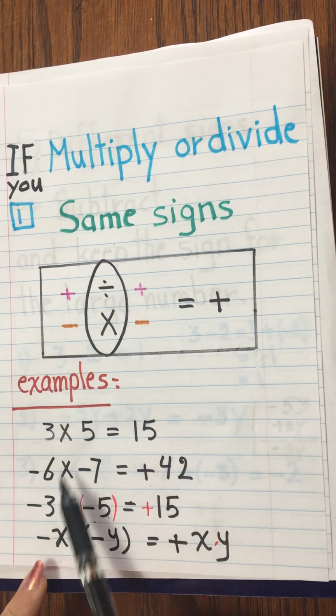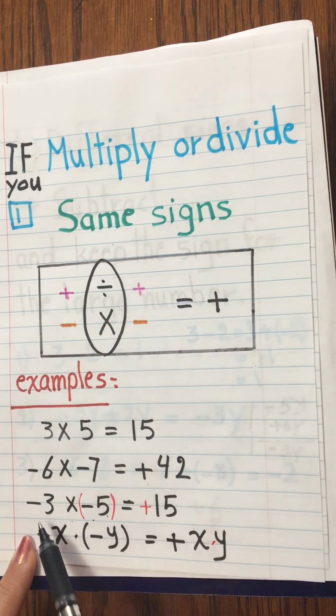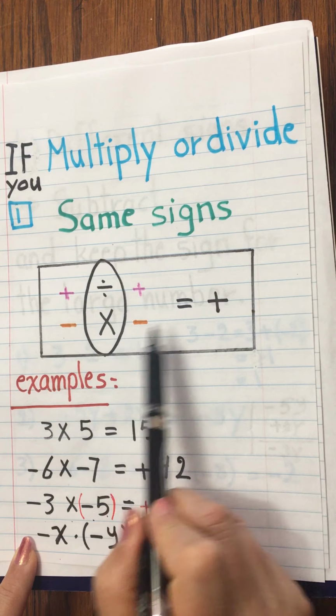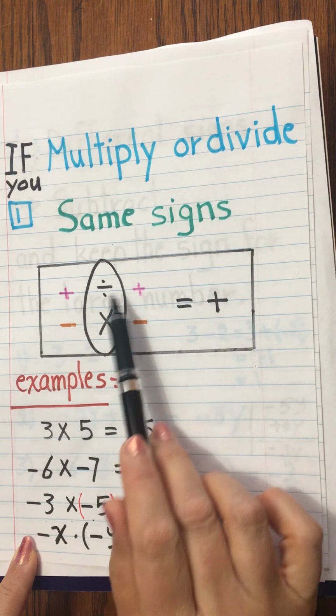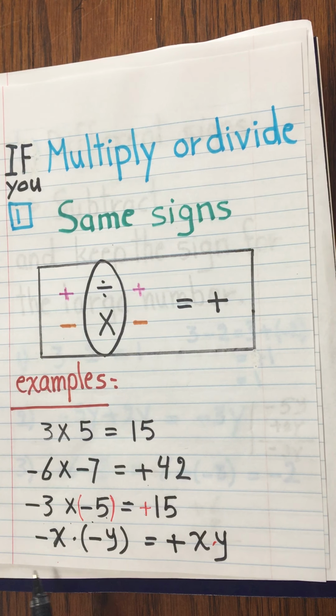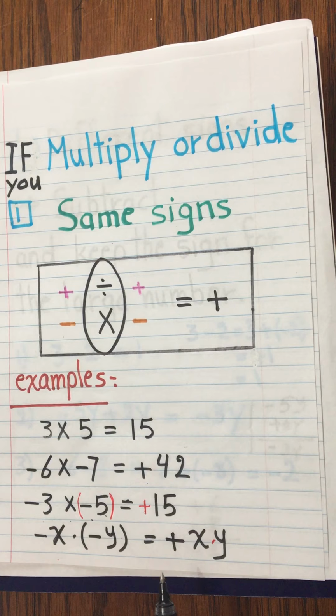So when you multiply or divide, if you have two negatives, it's going to be positive. Or if you have two positives, it's going to be positive too. So negative x times negative y equals positive xy.